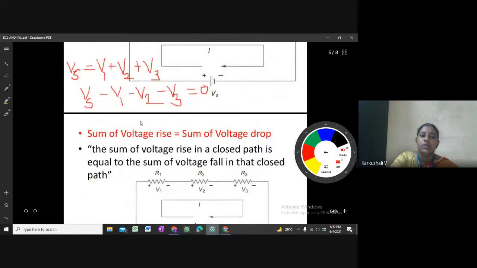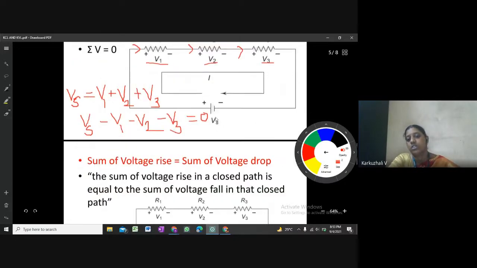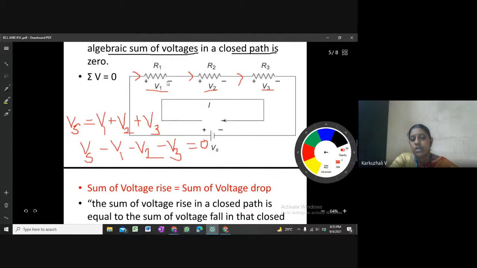Okay, now, we can also write this as: sum of voltage rise is equal to sum of voltage drop. Here this is the source voltage, this will give the voltage, and these are all the resistors. Here the voltage drop occurs because the energy that is stored is getting dissipated in the form of heat, so automatically voltage drops. So voltage rise is seen in the voltage source, and across the resistors you can see the voltage drop.